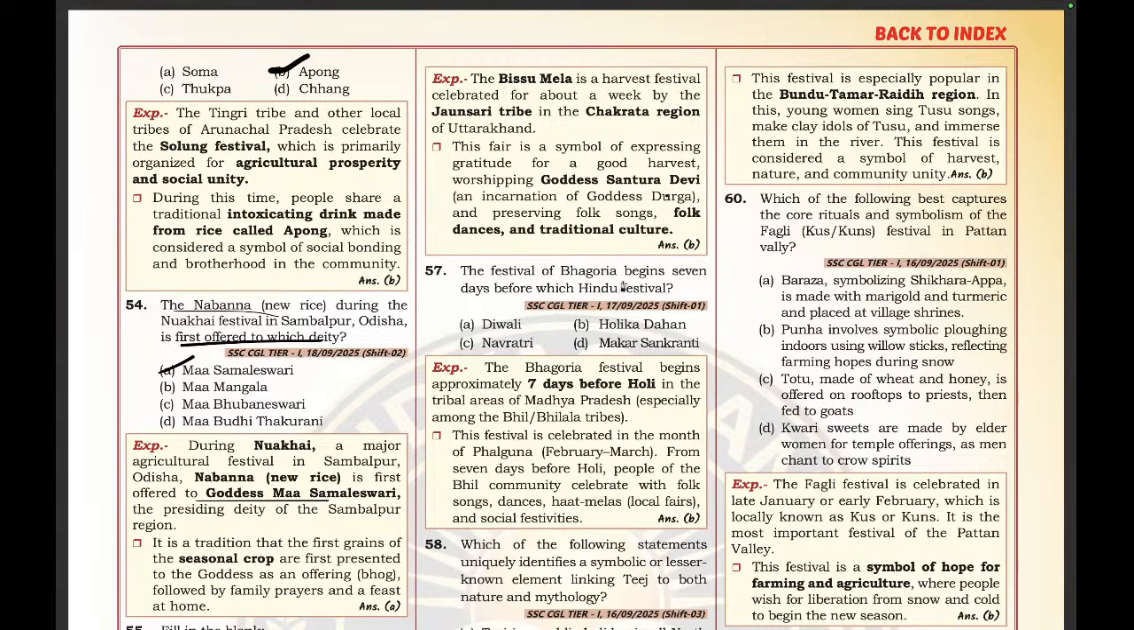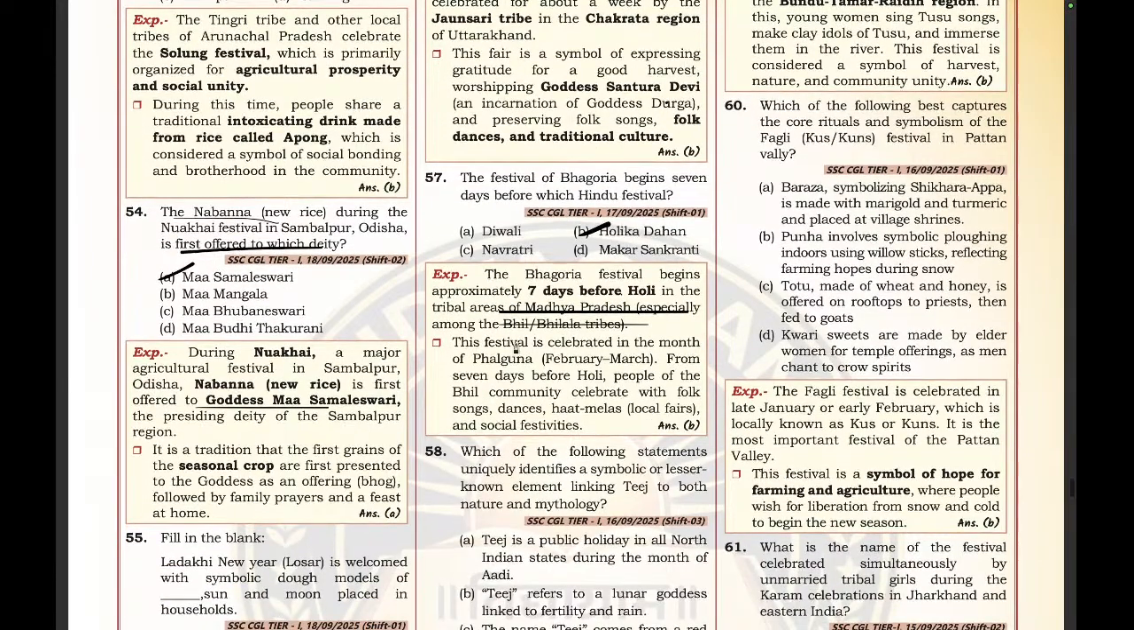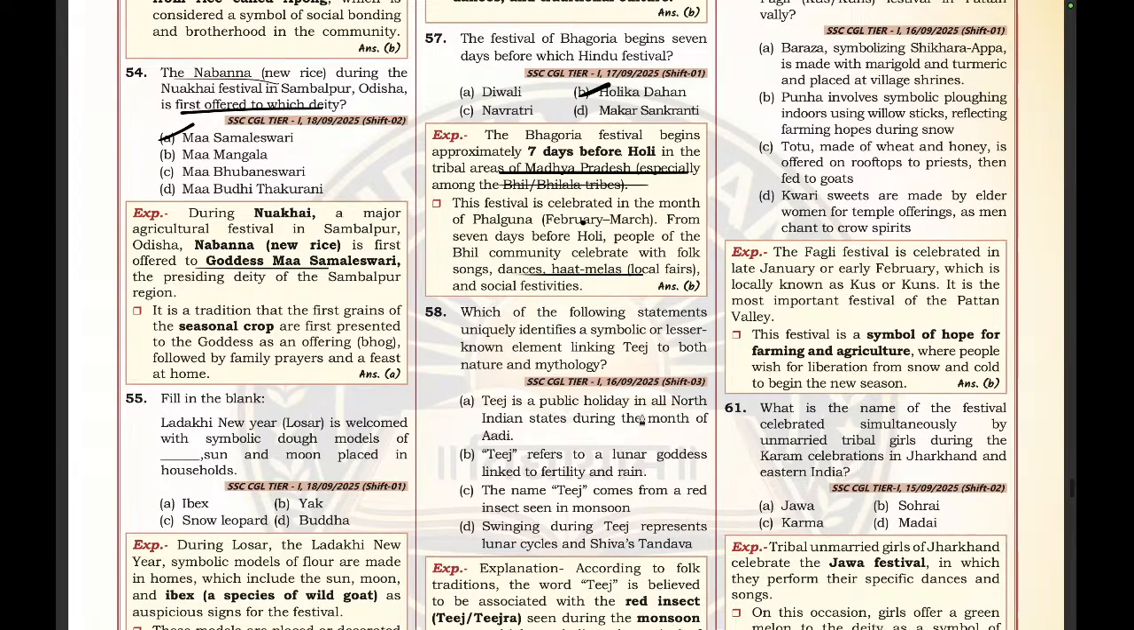The festival of Bhagoria begins before which Hindu festival? 7 days before which festival does Bhagoria start? Bhagoria festival is 7 days before Holi in the tribal areas of Madhya Pradesh, especially among the Bhil, Bhilala tribes. This festival is celebrated in the month of Falguna, February, March, from 7 days before Holi, and people of the Bhil community celebrate with dances, haat mela, local fair and social services.